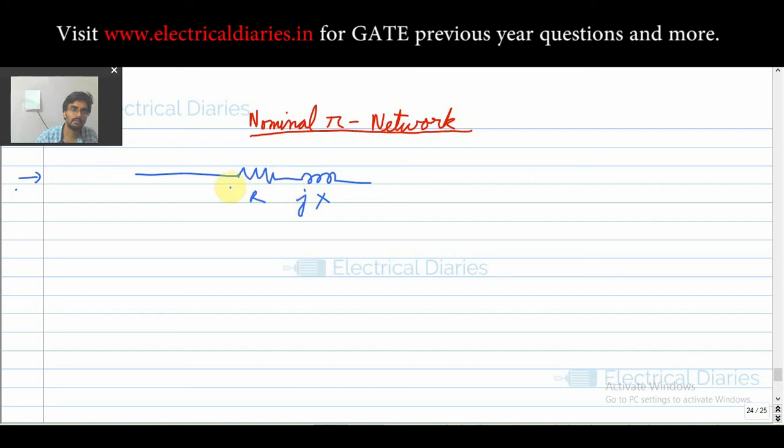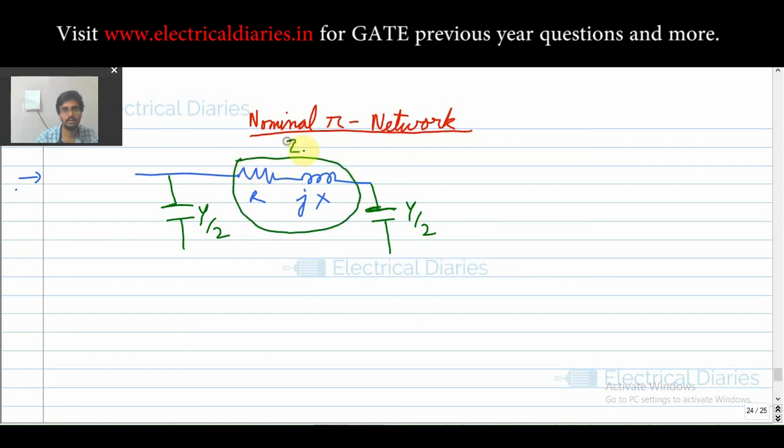Okay, and we all know that there is also an admittance of the line. So in the pi network, what we do is we divide the admittance equally on both sides of the line, in this fashion. This is Y by 2 and this is Y by 2. Always remember that this is Y and this is your total Z of the line.